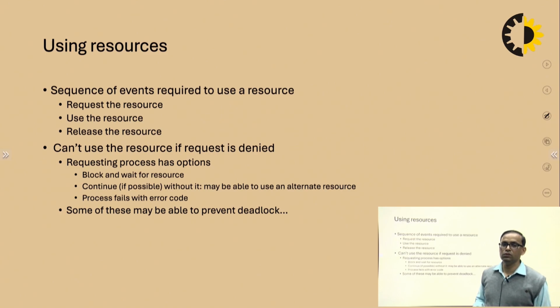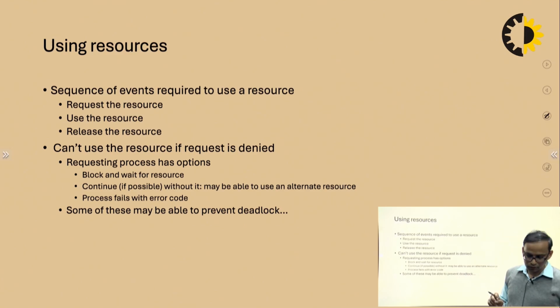Whenever a process needs a resource, it will submit a request for that particular resource. Second one is the use of the resource. If the resource is free and the operating system allocates the resource to the process, then the process will simply use that resource and complete its task. After completing its task, the third phase is releasing the resource. The process will release the resource so that it can be used by a newly arrived process. So we cannot use the resource if the request is denied. The requesting process has the option to block and wait for the resource, continue without it, maybe use an alternate resource, or fail with an error code, and some of these may be able to prevent the deadlock.